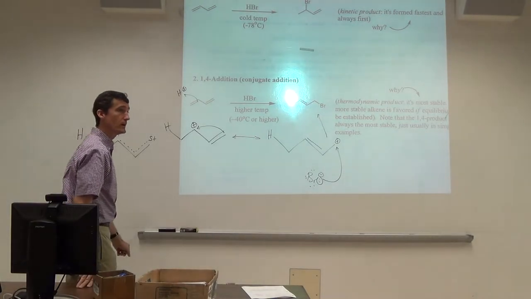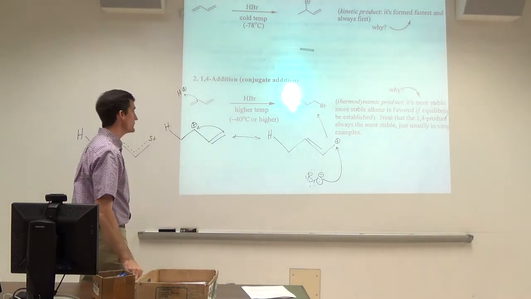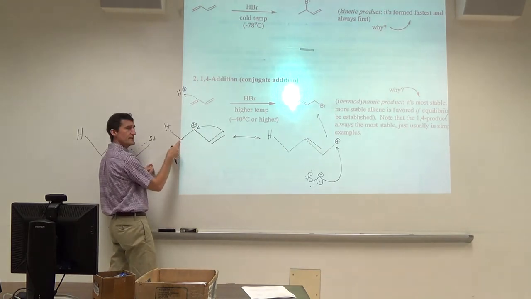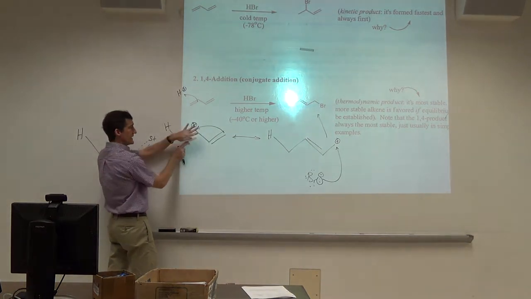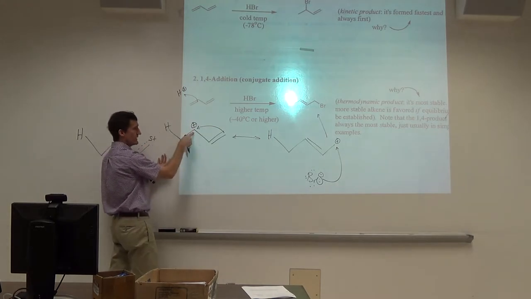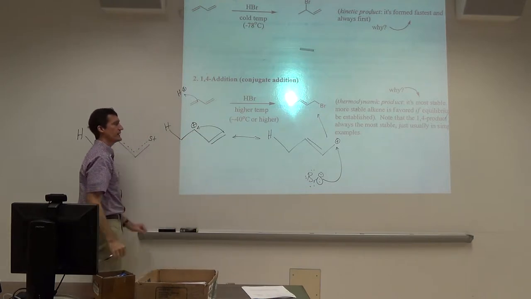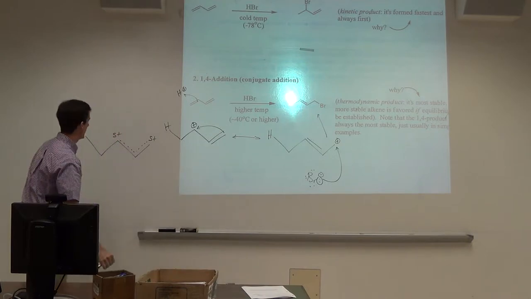Can we call them anti-Markovnikov? No, not really. Anti-Markovnikov would be where we put the carbocation here and bromine added here. We're doing standard chemistry. We put the cation where we should have. What's added on here is resonance. It's standard, we just have resonance added in.